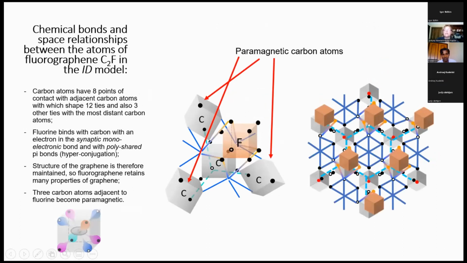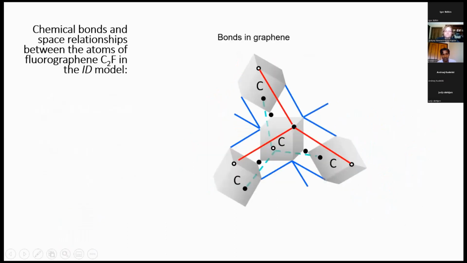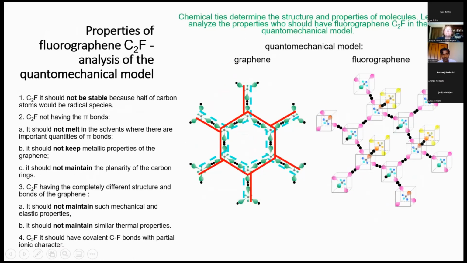In the ID model, carbon atoms have 8 points of contact with adjacent carbon atoms, with which they form 12 ties and also 3 other ties with the most distant carbon. Fluorine binds with carbon with an electron in the synaptic monoelectronic bond and with polyshared pi bonds. The structure of the graphene is therefore maintained, so fluorographene retains many properties of graphene. Free carbon atoms adjacent to fluorine become paramagnetic. Chemical ties determine the structure and properties of molecules.